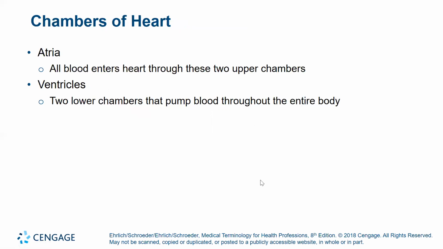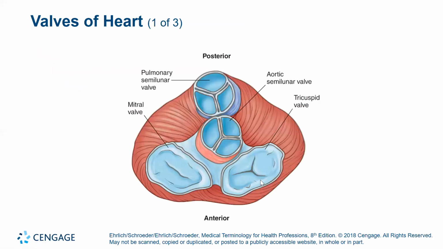We have the atria. All blood enters the heart through these upper chambers, and the ventricles then are the two lower chambers that pump blood throughout the entire body. Here's a figure of that. This is the anterior. You can see the mitral valve, pulmonary semilunar valve, aortic, and the tricuspid.